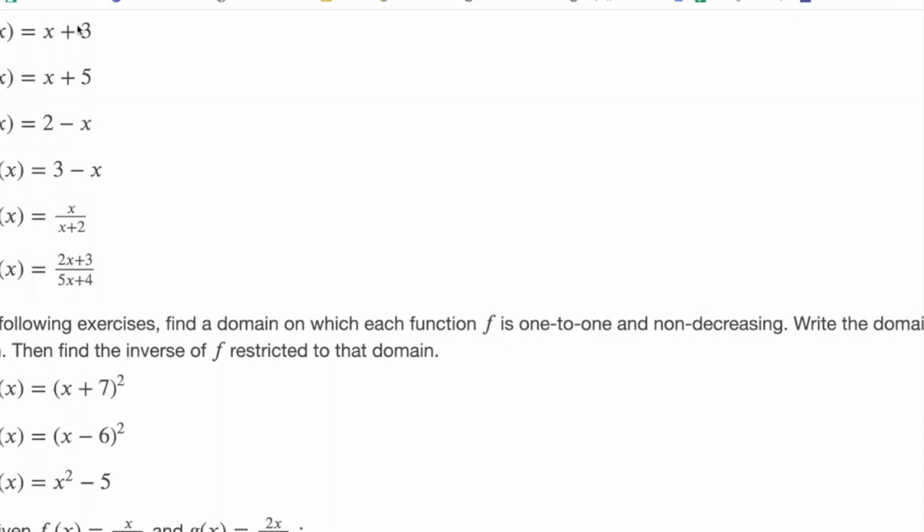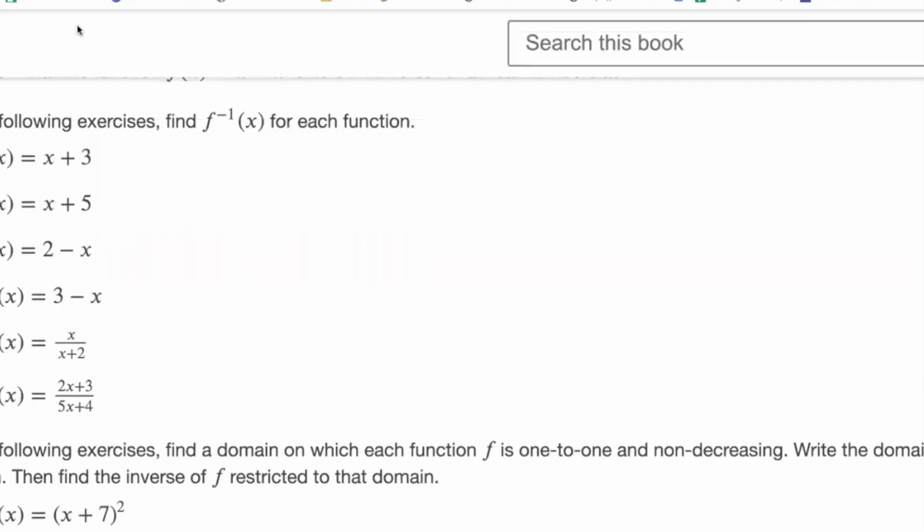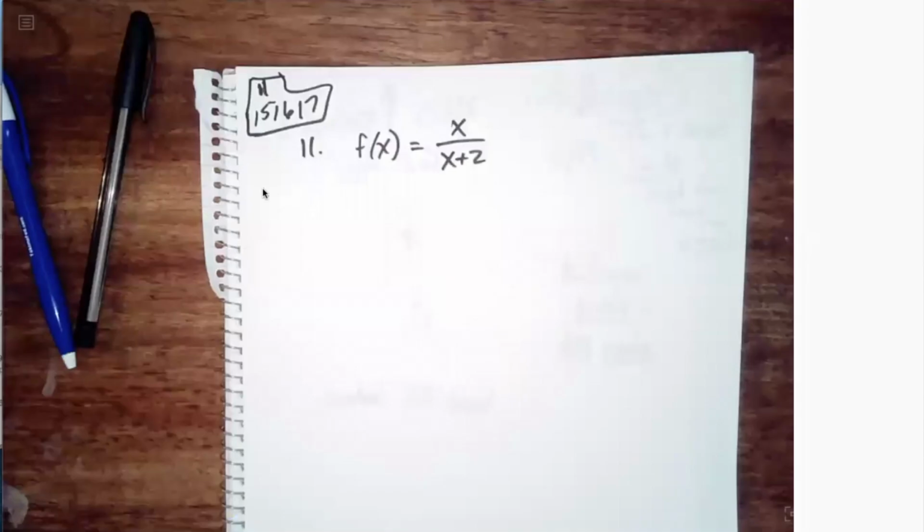f of x equals x over x plus 2, and we want to find the inverse.